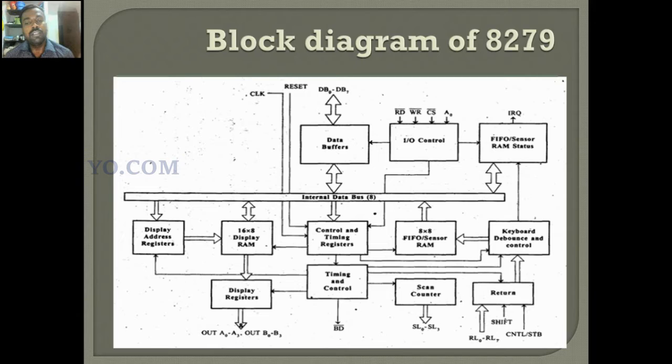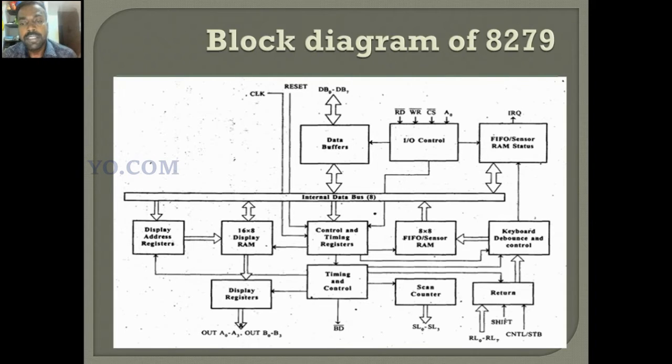Then the second block is IO control. This IO control block controls the entire blocks by using the control signals received from the 8086 microprocessor. Actually, the control signals are read, write, chip select and A0. These are the control signals. According to the control signals, it will control the entire block by controlling the control and timing registers.